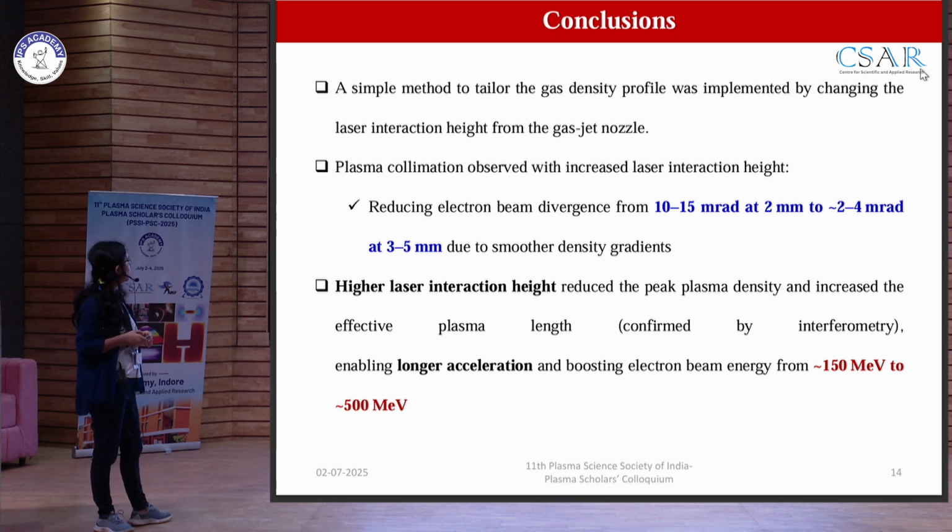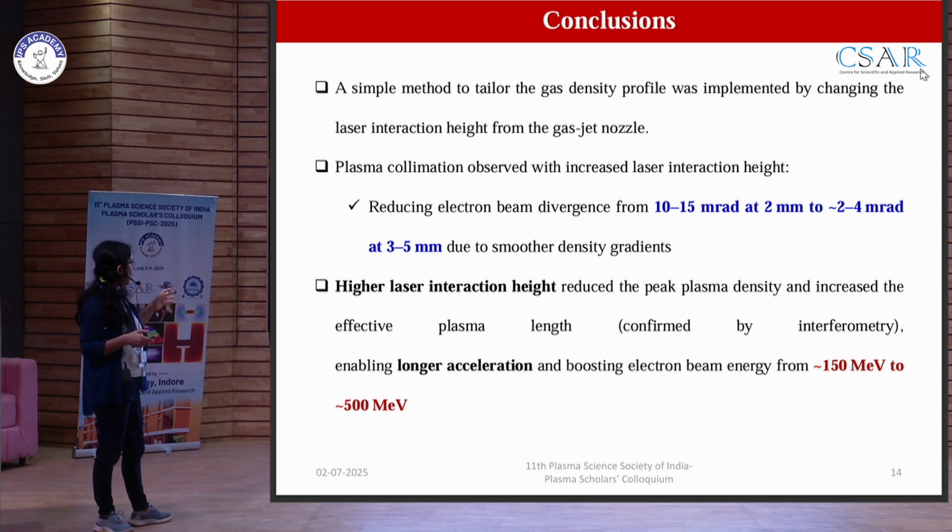Finally, I will conclude. We have implemented a simple method to tailor the gas density profile just by changing the laser interaction height from the gas jet nozzle. Next, we observed plasma collimation. The divergence changed from 10 to 15 milliradian to 2 to 4 milliradian at 3 to 5 mm heights due to the smoother density gradients.